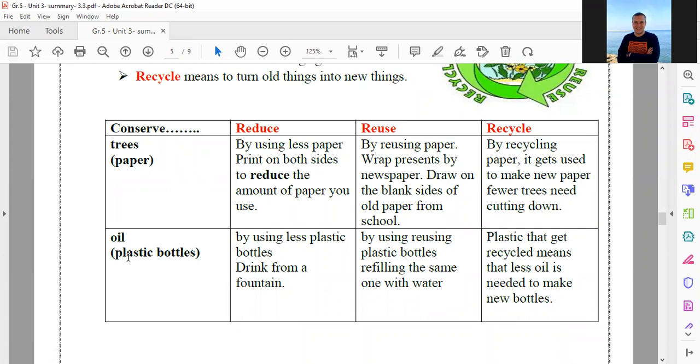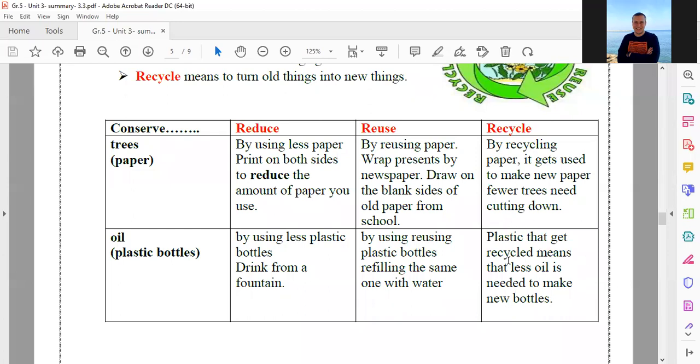Okay, what about oil and plastic bottles? We can reduce the use of plastic bottles, drink from a fountain or drink from the sink. Yes, we can drink from the sink or from a fountain instead of plastic bottles. Reuse the plastic bottles, wash them and fill them again. Fill the same one with water again. So this is the reuse.